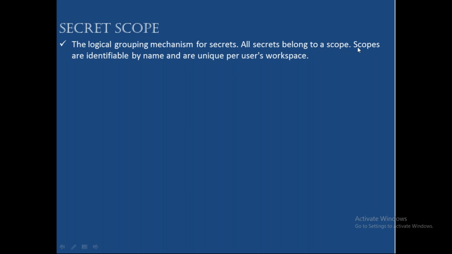Belongs to the scope, you are able to access. Scopes are identifiable by name and are unique per user's workspace. So scopes are identifiable by name. So you will have a scope name. With the help of this scope name, you will connect to the Key Vault.